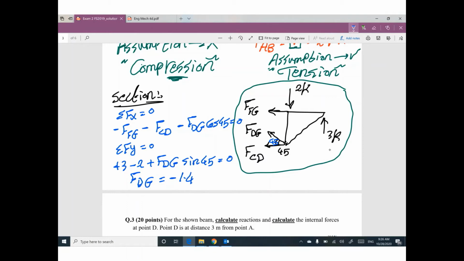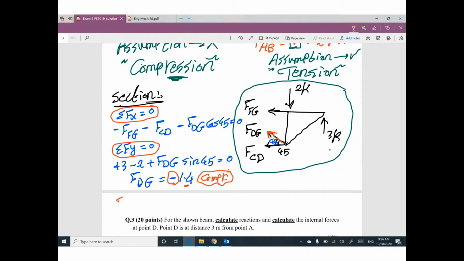Do you know what is the meaning of negative value? You assumed the wrong direction. So I assumed a tension. I'm sorry, it should be compression. Please don't change anything. I need the value and the conclusion. That's it. Guys, I did only two equations, summation F of x, summation F of y. So we still have one more equation.